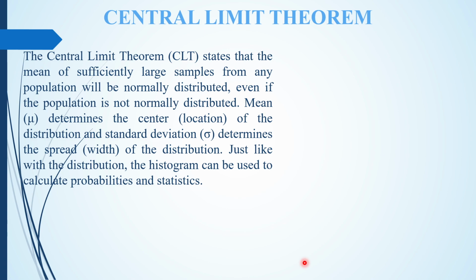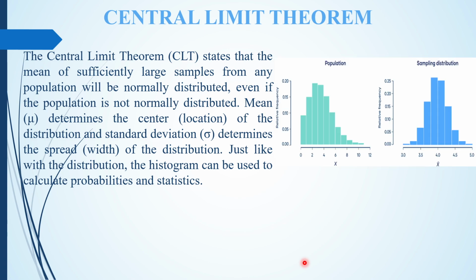Central limit theorem states that the mean of sufficiently large samples from any population is normally distributed, even if the population itself is not normally distributed. As we already know, the mean determines the center of the distribution and the standard deviation determines the width of the distribution. Just like the bell-shaped distribution curve, a histogram can be used to calculate probabilities and statistics.